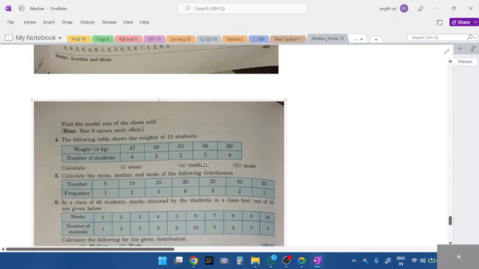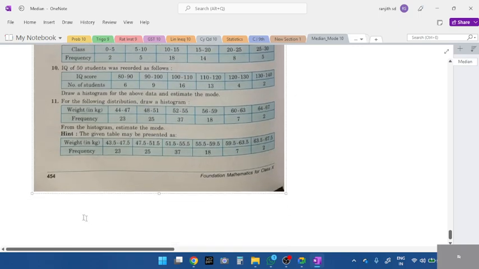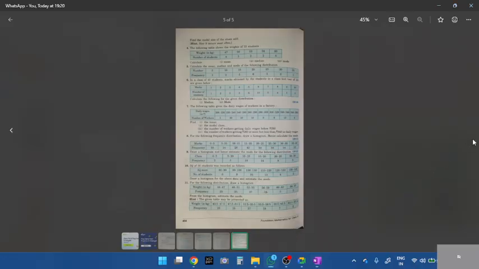See, the reason I'm teaching this from textbook is for revision, students. You can directly revise from textbook. This exercise is a bit easy.